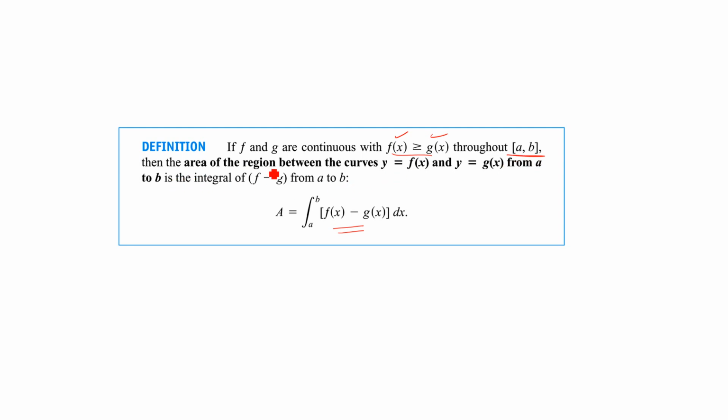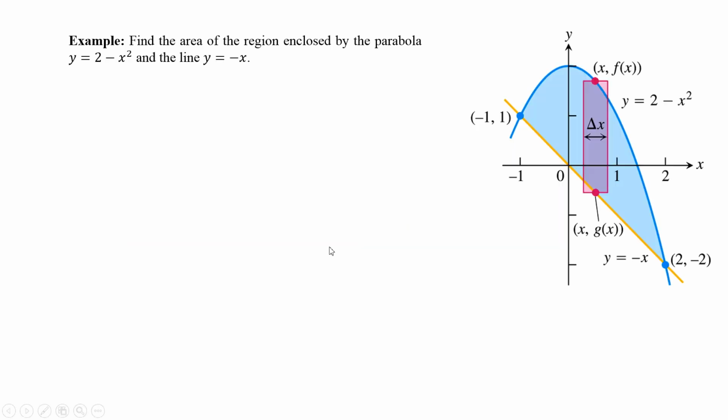So then the area of the region between the curves y equals f(x) and y equals g(x) from a to b is the integral of f minus g from a to b. So the area becomes the integral from a to b of f(x) minus g(x) dx. So evaluation is quite simple. I hope you understand the idea behind it as well. Okay, let's evaluate the area. So we have an example.